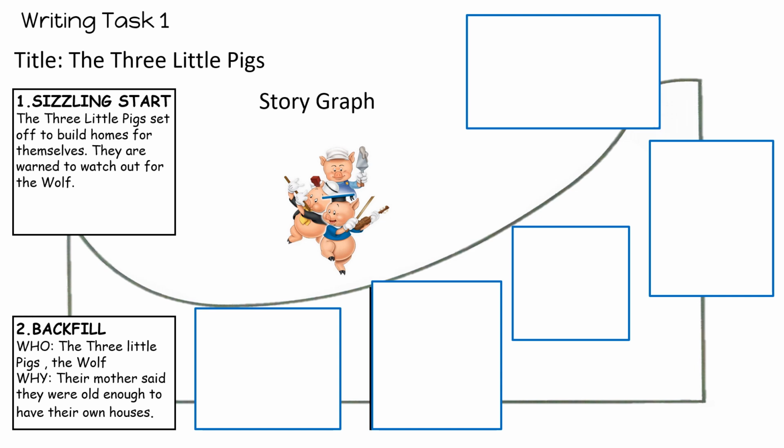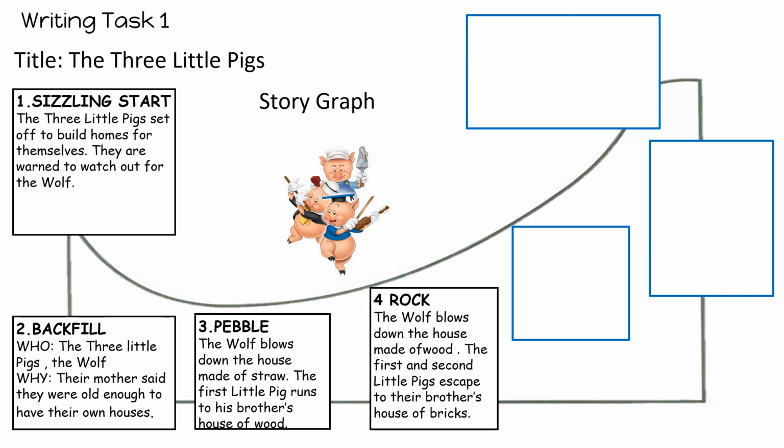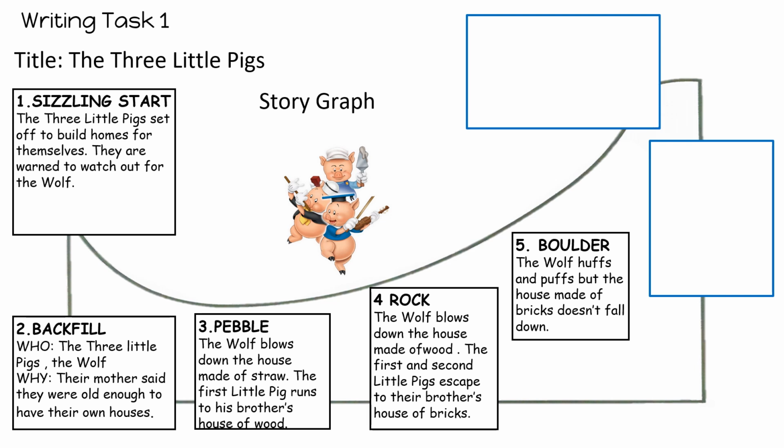Then we've got our 3 parts to our complication. The first one we're going to stick down is number 3, the pebble. The wolf blows down the house made of straw. The first little pig runs to his brother's house of wood. Then we're building up to the rock. The wolf blows down the house made of wood, and the first and second little pig escape to their brother's house made of bricks. We're coming up to the boulder. The wolf huffs and puffs, but the house of brick doesn't fall down.